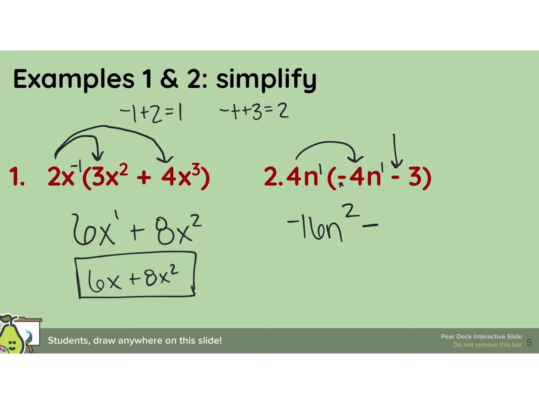And now we multiply 4 times 3, which is 12. We add our variable. There's no variable to add to it, so we're done.